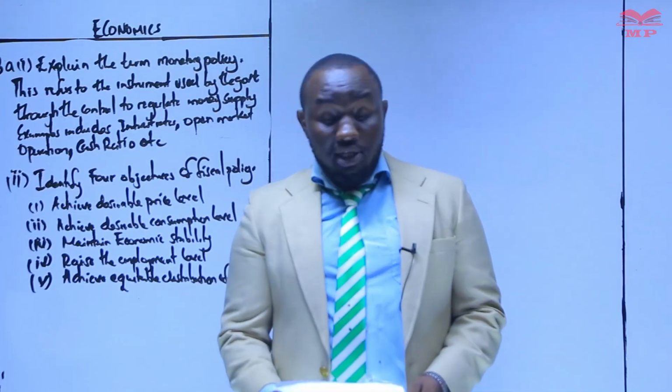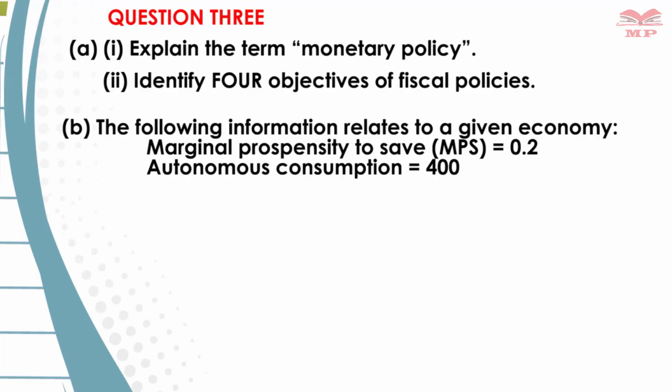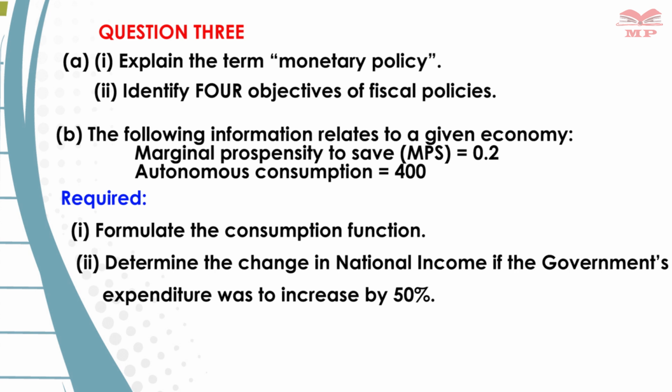We'll pick it up on the next question, that is question 3 Roman B. We'll read the question. The following information relates to a given economy. We're being told that the marginal propensity to save, MPS, is equal to 0.2. Then autonomous consumption, that is independent of the national income, Y, is 400. Required: one, formulate the consumption function, and two, determine the change in national income if government expenditure was increased by 50%.